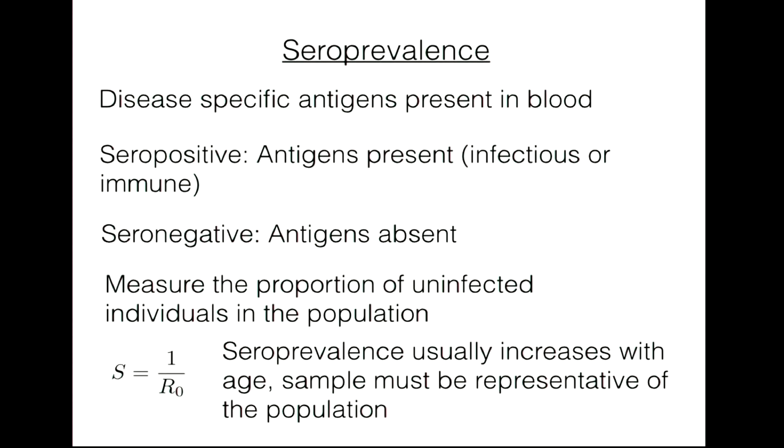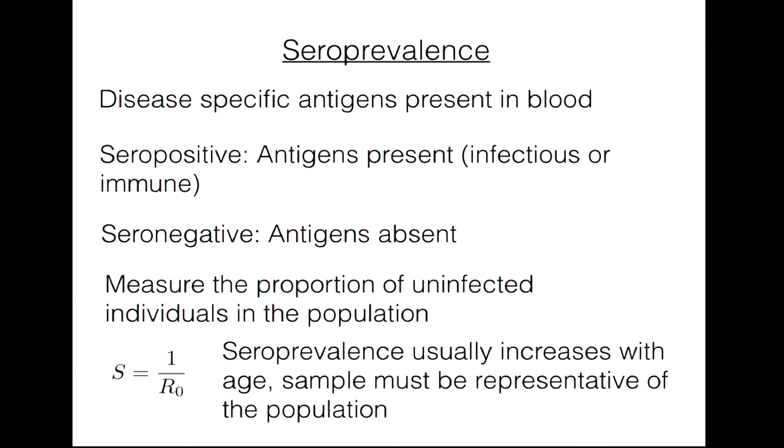You can also look at disease in different ways. For example, you can look at disease in terms of specific markers present in the blood, or disease-specific antigens in the blood. The term used is seropositive if you have antigens to a particular disease present, suggesting that either you are infectious at this point in time or you are immune because you have contracted the disease earlier. If you're seronegative, you have no such antigens present, and so you are potentially a naive candidate for acquiring that particular disease.